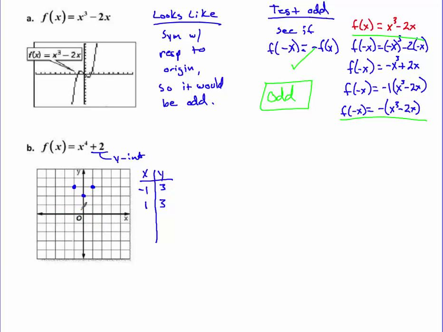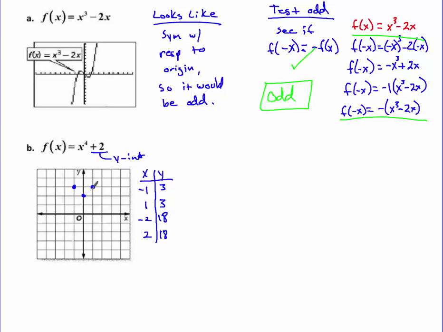And I'm going to keep checking points around this area. So I'm going to move over and check -2, and I might as well check +2 in this direction. So -2 to the fourth. Well, 2 to the fourth is 16, and 4 negatives would make it a +16. So 16 plus 2, 18. And when I plug in a +2, I'm going to get the same thing. 2 to the fourth is 16 plus 2, 18.